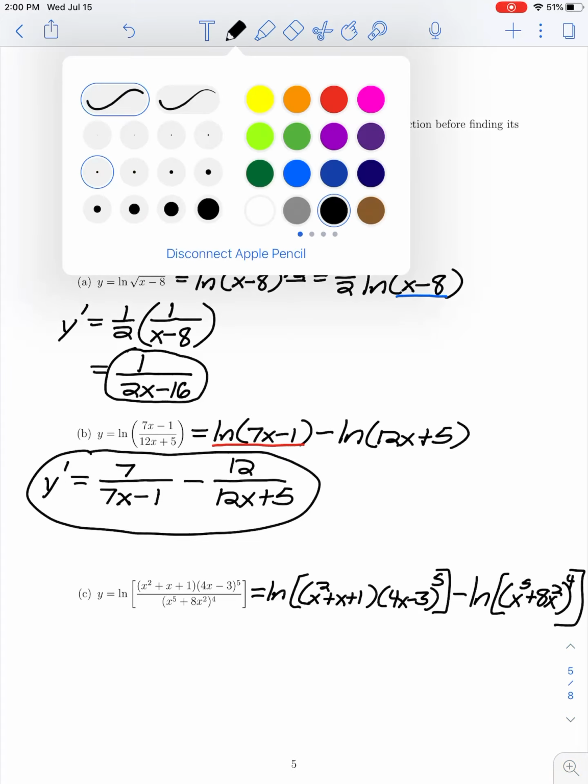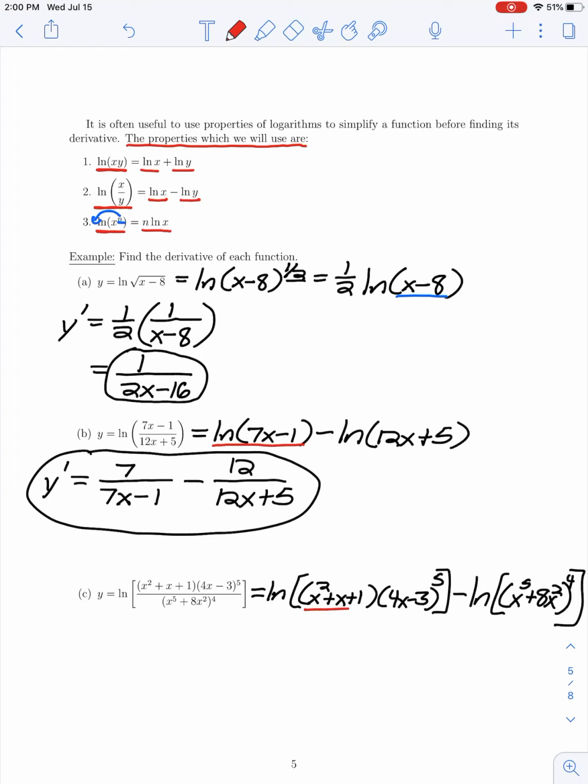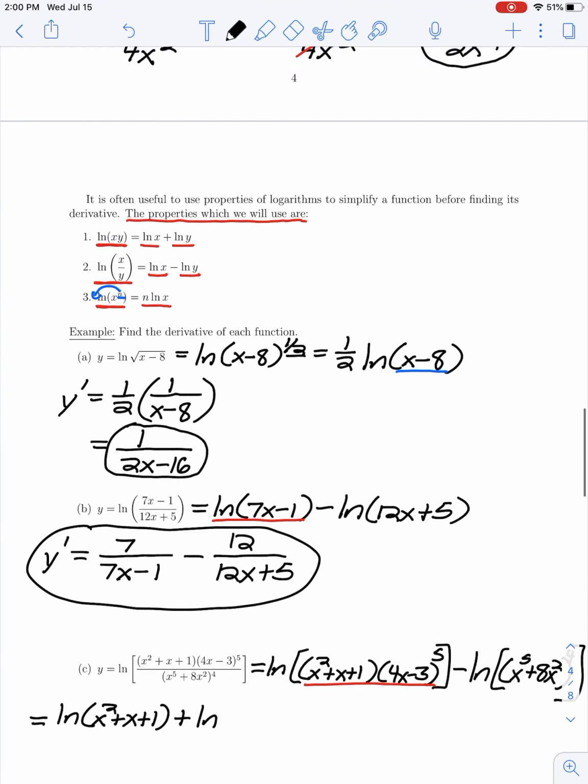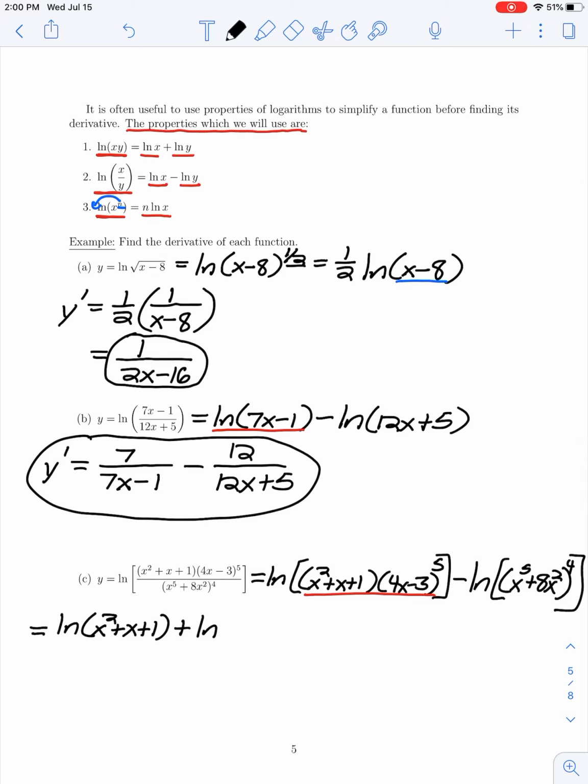And now, in this first factor, we have the natural log of a product of 2 terms. And recall, the log of a product is equal to the sum of the logarithms. So we could write this first term as the natural log of x squared plus x plus 1, and then plus the natural log of the second factor, which was 4x minus 3 to the 5th. And on the end, we still have this negative natural log of x to the 5th plus 8x squared all to the fourth.